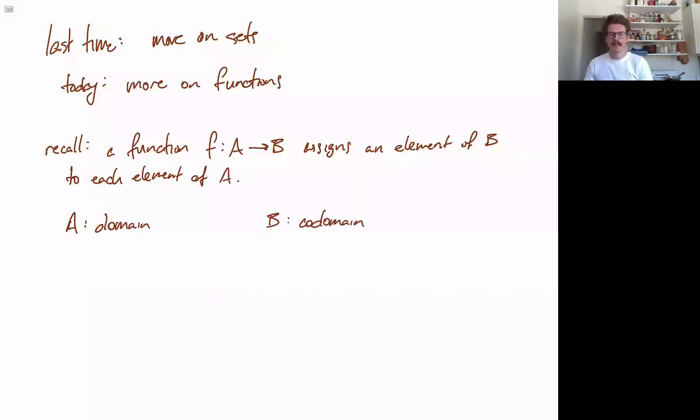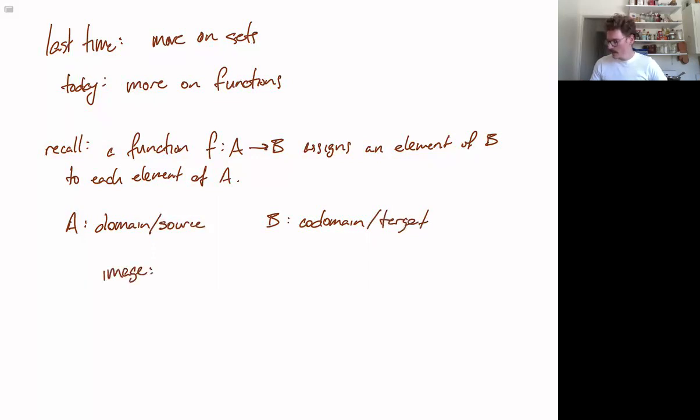And I don't think I said this last time, but just to mention these words in case you hear them other places, you can also call this the source and the target, which maybe is more like natural words, but I think I'll stick with domain and codomain. And so I'm not going to recall the full definitions, but remember that we defined these images and pre-images.